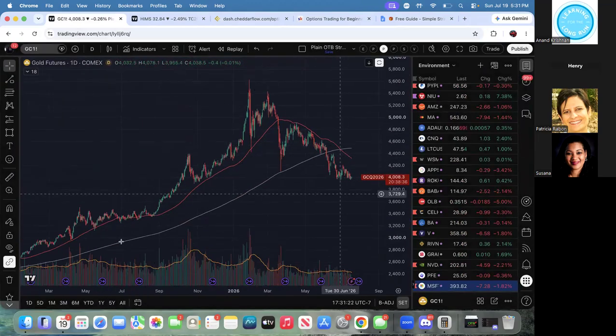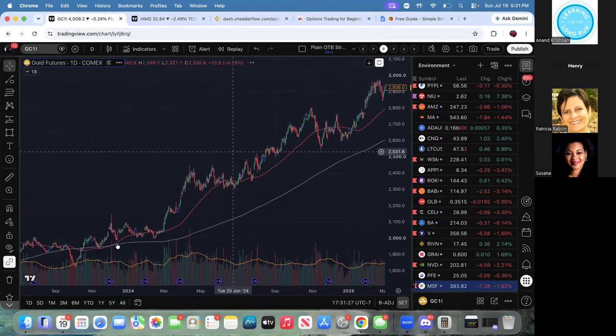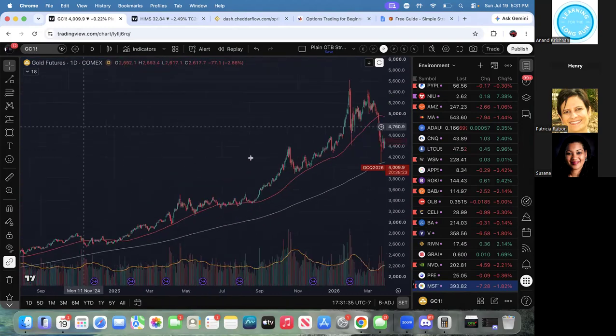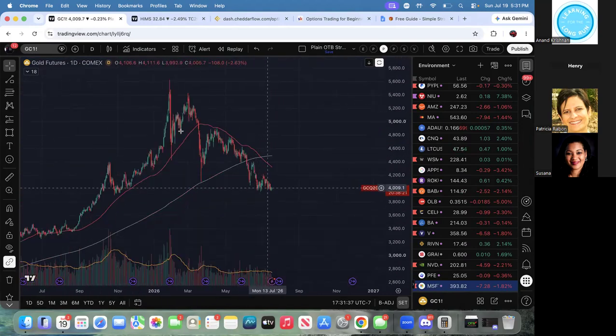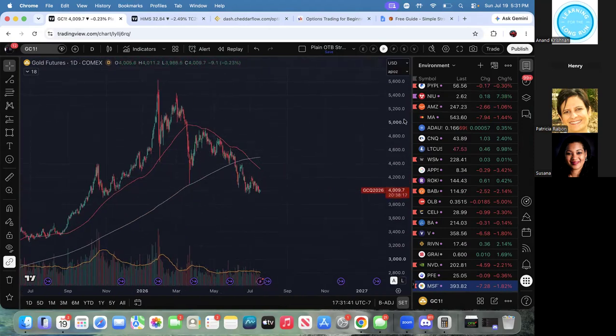This looks like a death cross. Let's see when the last time there was a golden cross on this one. This was way back in December 2023. It looks like this was a good time to buy gold, at 1900. Now we're at 4,000. Sheesh, a lot. But yeah, gold is cooling off.